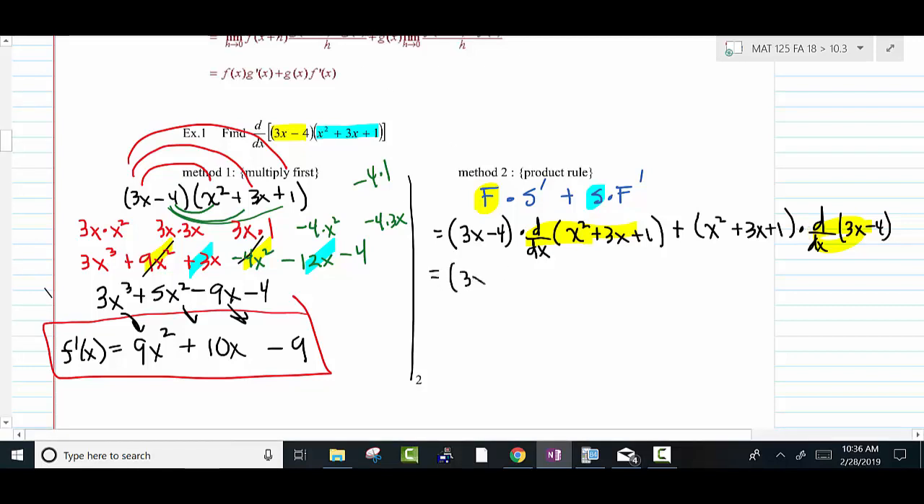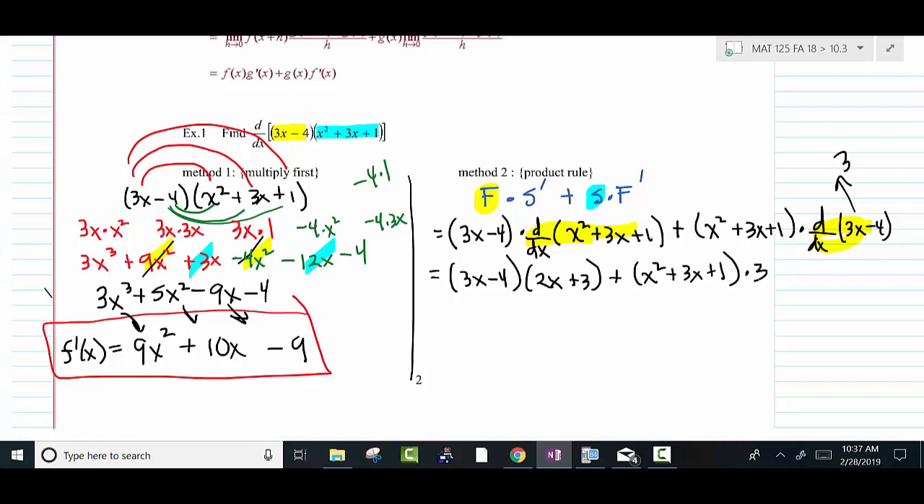So here's what you want to do next: bring down the 3x minus 4. You want to do the derivative of what I got highlighted in yellow there. So that is 2x plus 3. Then you go to the next thing. You bring down the x squared plus 3x plus 1. What's the derivative of 3x minus 4? Okay, good. That's 3. Now that's the derivative, but we do need to simplify and multiply that all out to get that final answer.